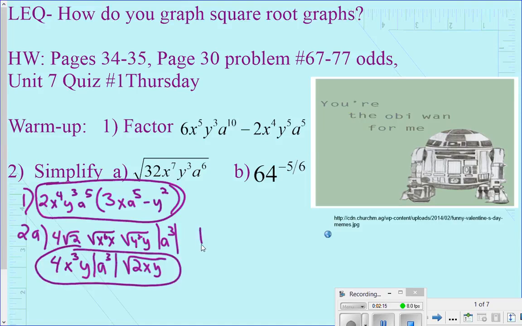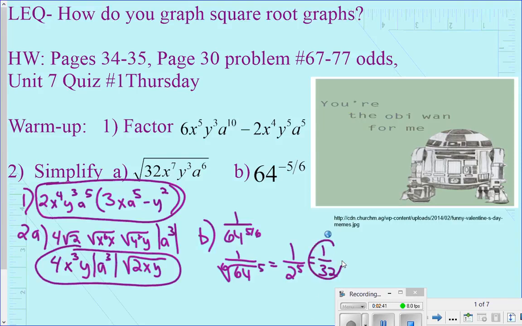Letter B. 64 to the negative 5/6. Well, that's 1 over 64 to the positive 5/6. 5/6 is the 6th root of 64 to the 5th. And the 6th root of 64 is 2, and 2 to the 5th is 32. So 1 over 32 is my answer.